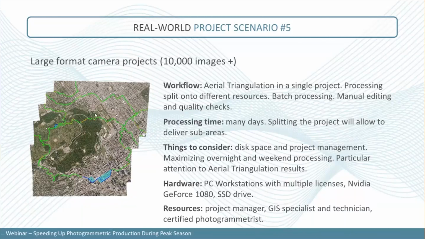So let's say you're planning a big project, you can run the AT on the whole project. Then you can break down the project into smaller sections if you want smaller deliverables, so it's going to be easier to manage. You can use the disable flight lines option to break down your project into smaller sections.